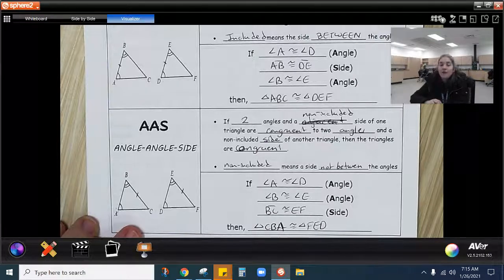I will tell you now, I never, ever want to see side, side, angle. Okay, that doesn't exist. It's not true. We're going to talk about why during our meet. And I never want to see angle, side, side. That spells a bad word, okay? I have toddlers, so like, la, la, la, la. I don't need to hear that.